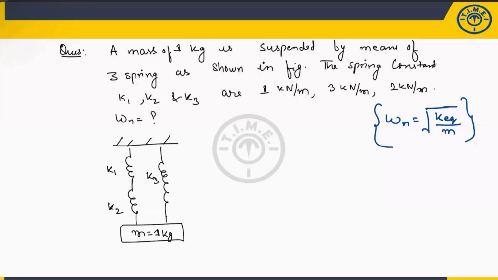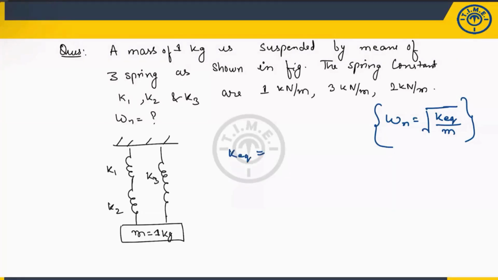So here K1 and K2 are in series, and K3 is in parallel. Very good. So K1 and K2 are in series, and that equivalent is connected with the third spring in parallel. Very good. How will you calculate this? Just mute yourself, Raj.